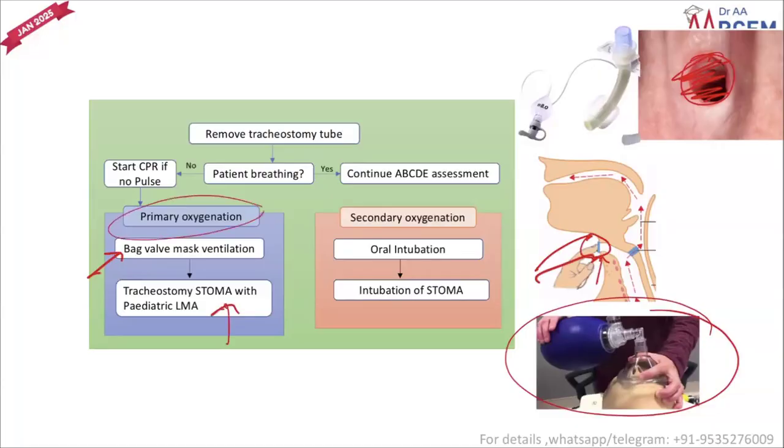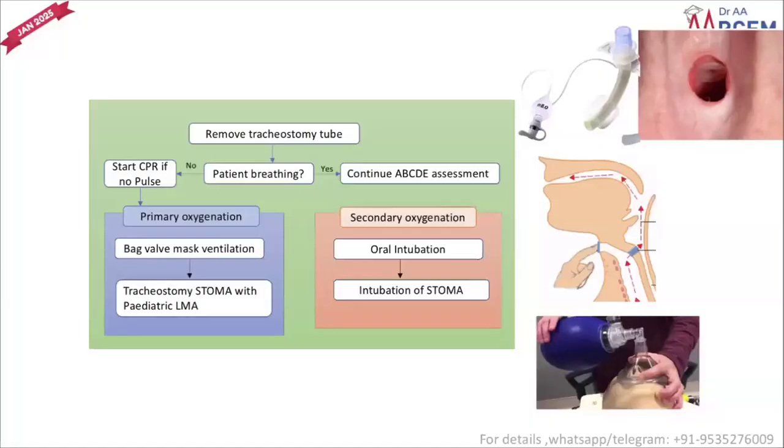This is a primary oxygenation. You cannot continue doing it. So you will try to do an endotracheal intubation. If endotracheal intubation from the mouth has failed, then intubate the stoma using a size 6 ET tube, what you'll be doing. So this is the management plan, what you need to be aware of.